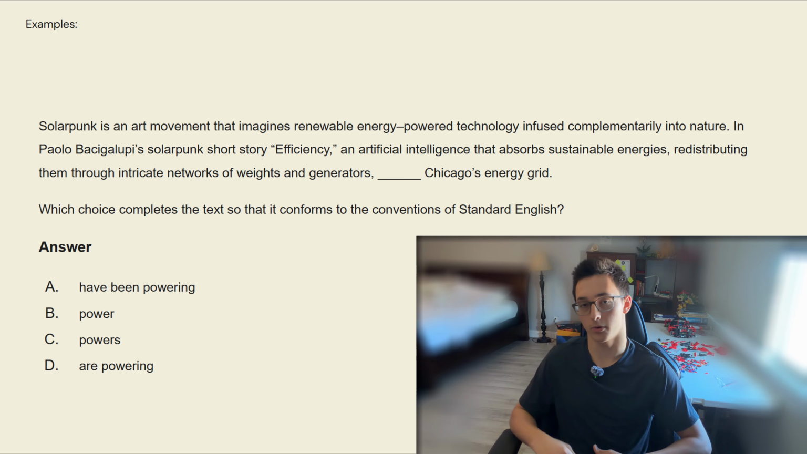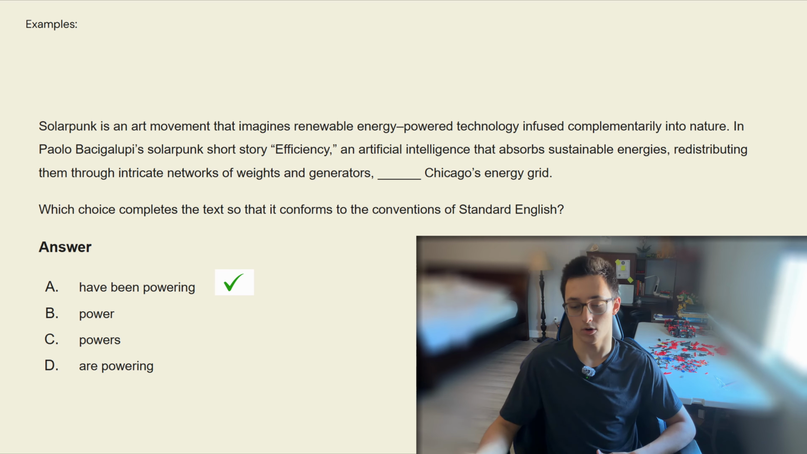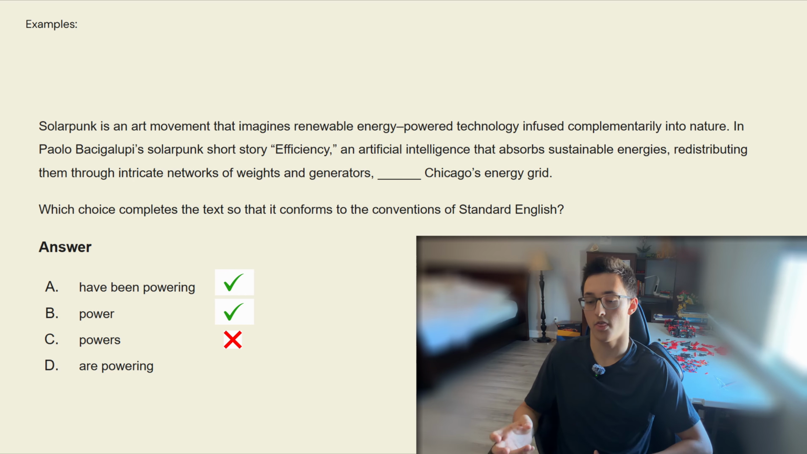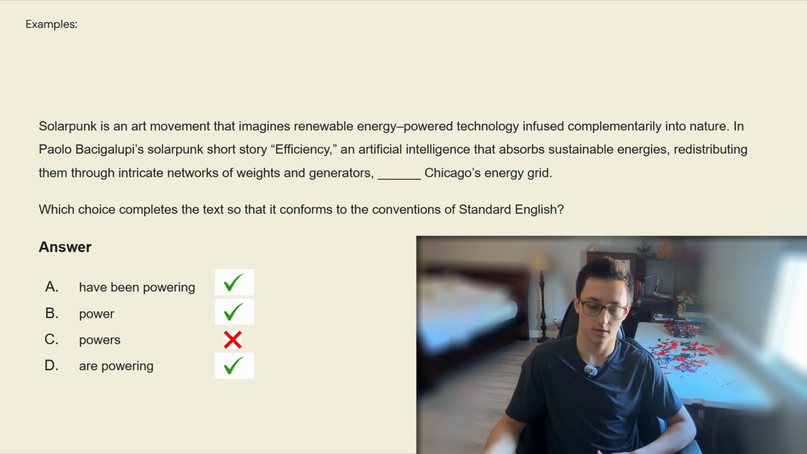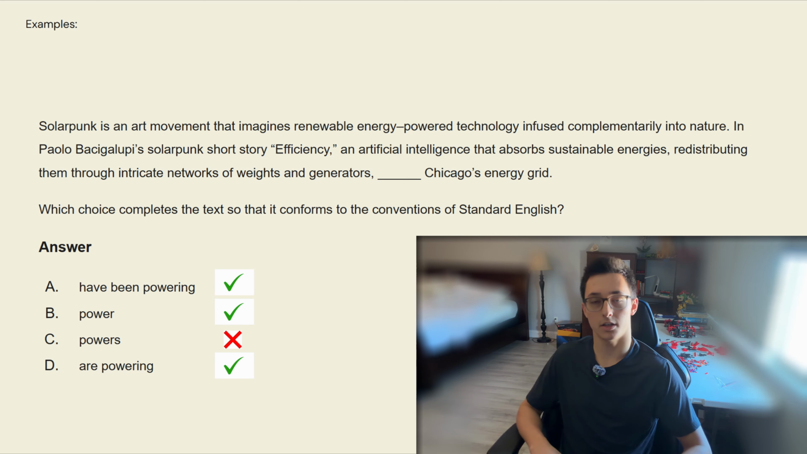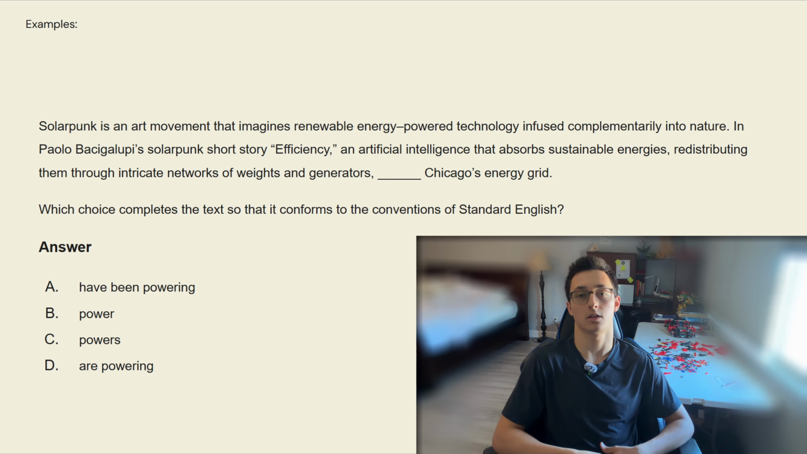They have been powering. Makes sense. They power. Makes sense. They powers. Doesn't make sense. They are powering. Makes sense. So 3 of them make sense and 1 of them doesn't. C doesn't make sense. C is the correct answer.